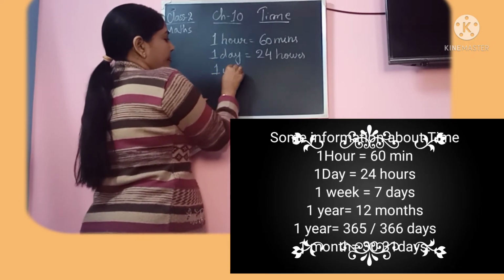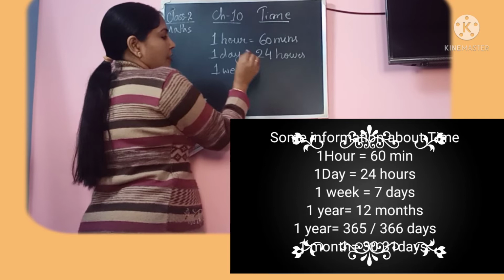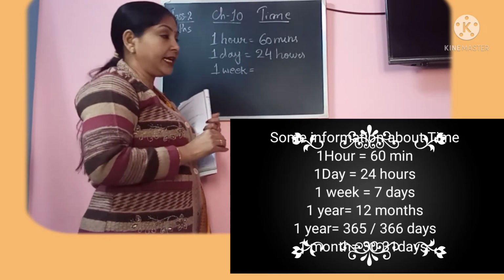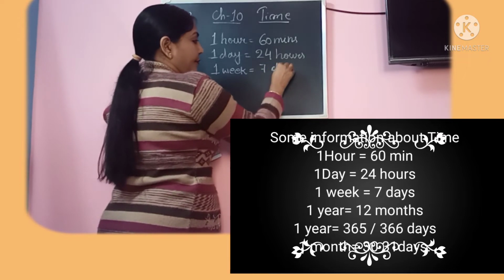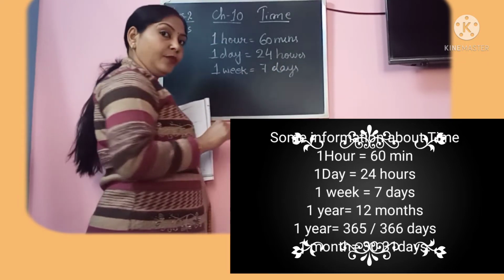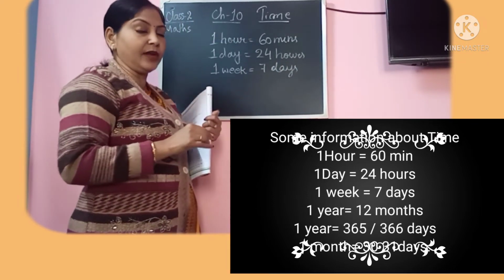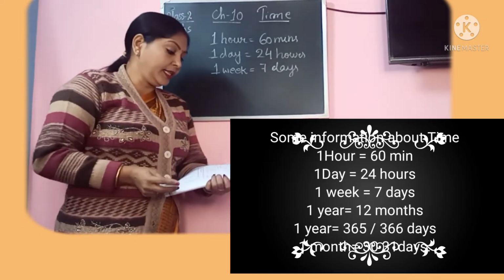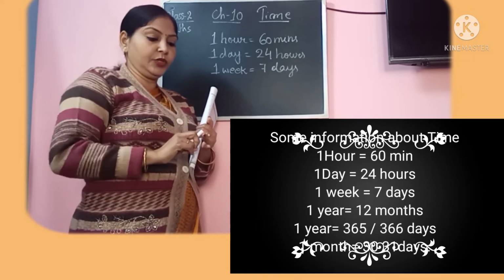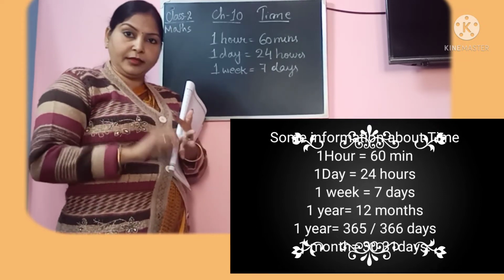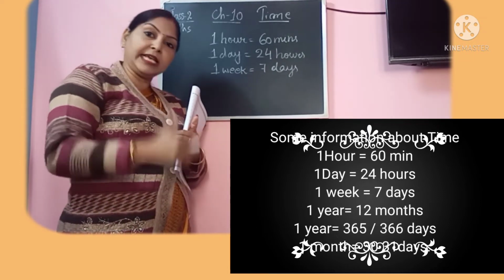Then we can say 1 week. In 1 week, how many days are there? We say 7 days. Okay, in 1 week, how many days are there? 7 days. And what are the days? We start from Sunday, Monday, Tuesday, Wednesday, Thursday, Friday, Saturday.